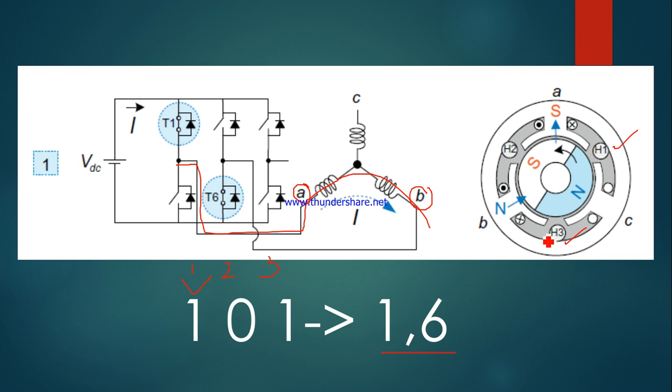So that means, where is pole A? You see this A, it becomes south and pole B becomes north. In that case, it will rotate like this.